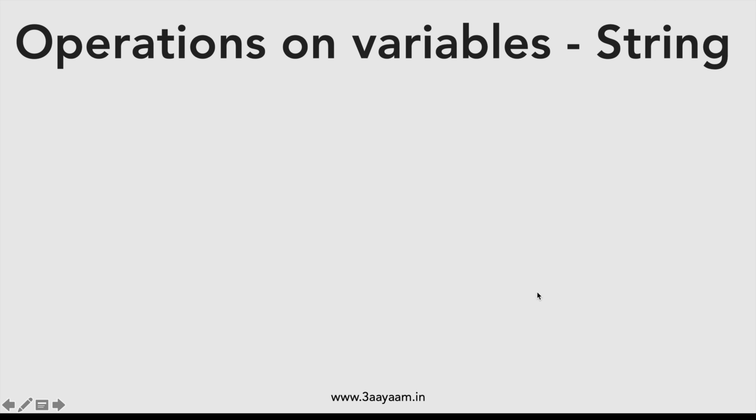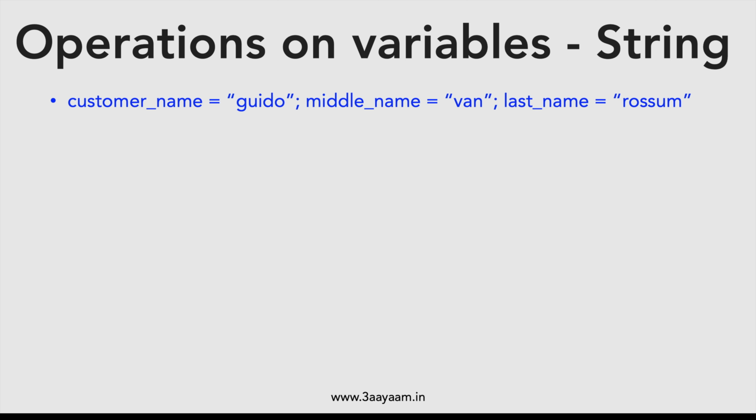The first data type that I want to talk about is string, and string is something which contains anything that is character or alphanumeric, and it can be numeric also, like 1 2 3. This is how we basically assign values to a string variable. For example, customer_name is Guido, middle name is Van, and last name is Rossum.